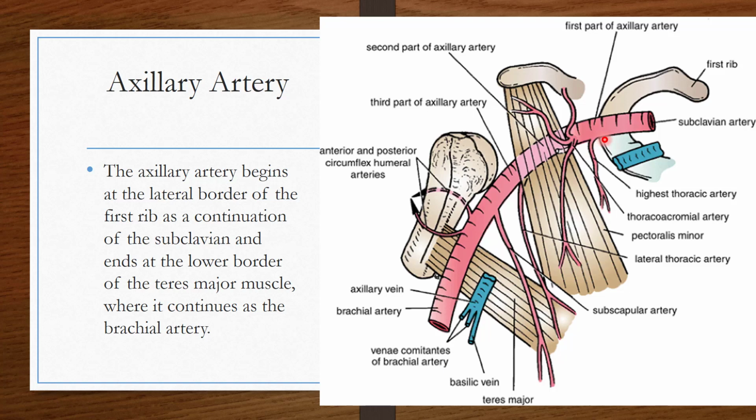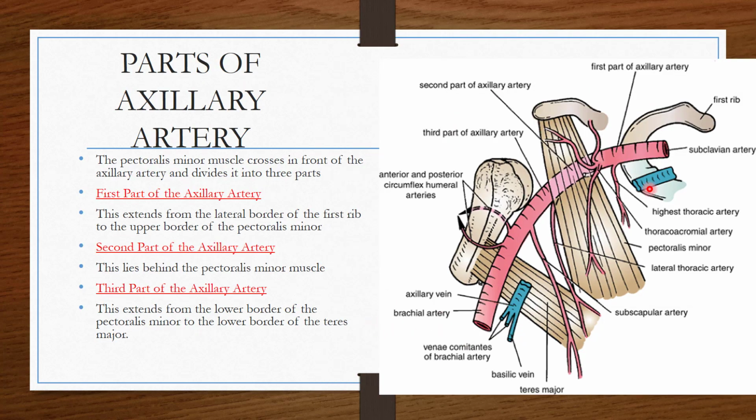These 3 arteries are very important. You should learn where the axillary artery starts and where it ends. It starts at the outer border of the first rib and it ends at the lower border of the teres major muscle, not the upper border. It is the lower border of the teres major muscle at which the axillary artery ends, and it continues as the brachial artery. Now, how many parts of the axillary artery are there?